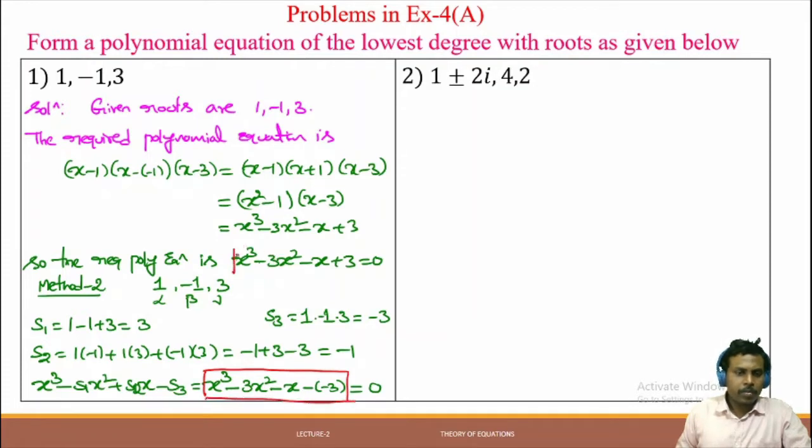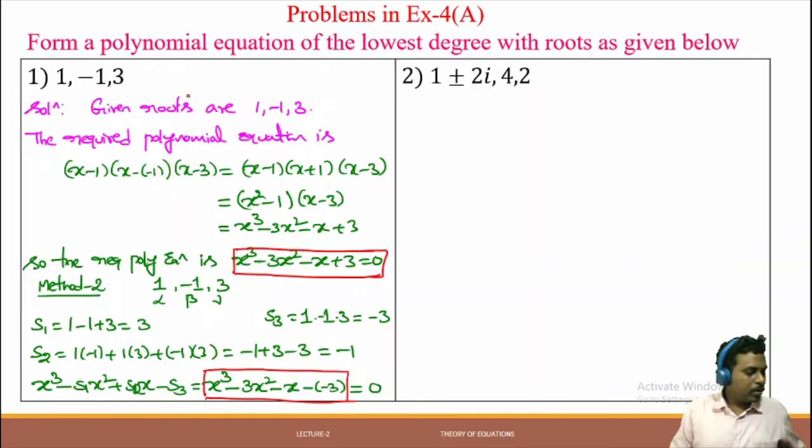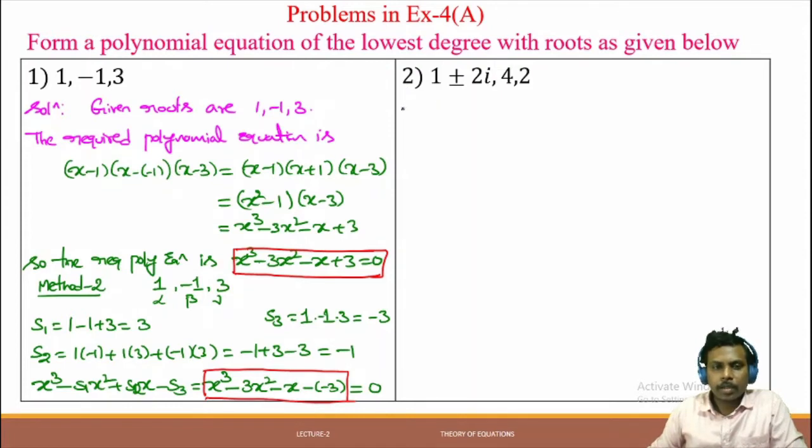So we can do the problem in two different methods. Okay, just by directly multiplying it and using the points that we have introduced earlier. Okay, now let us solve the next problem. Let us solve this problem. Okay, here is the solution.